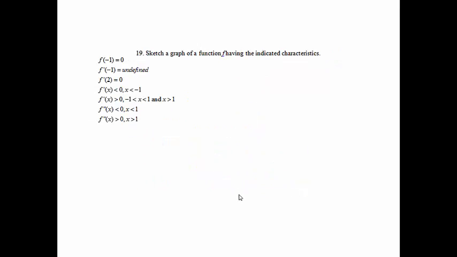Okay, number 19. Sketch a graph of a function having the indicated characteristics. Remember on these ones, they basically are just giving you information to help you fill in your f prime and f double prime chart.